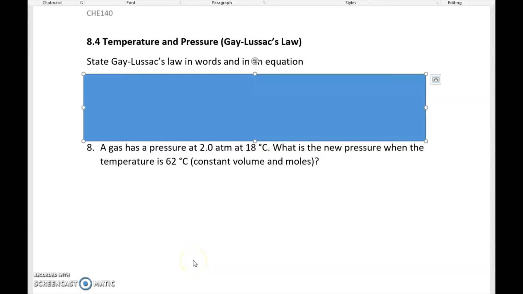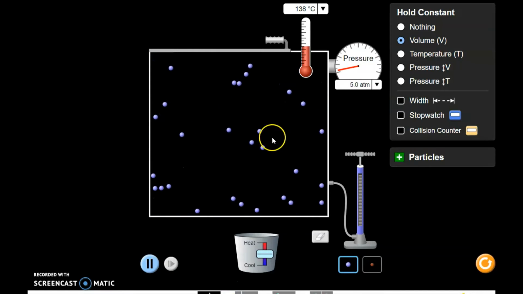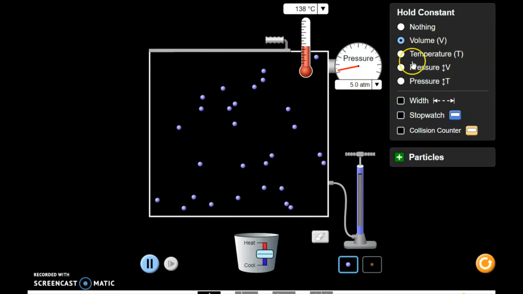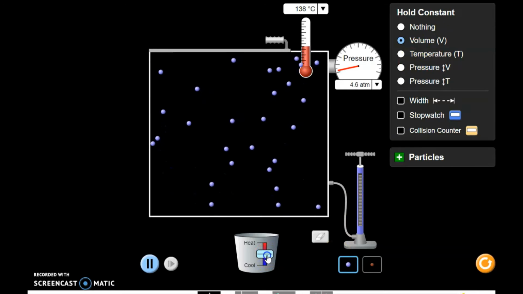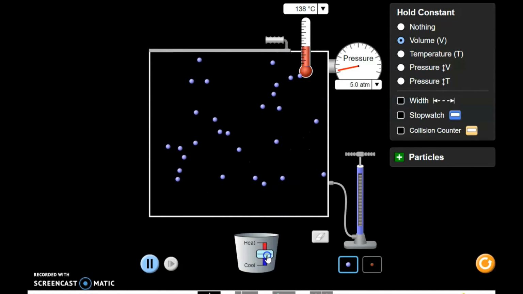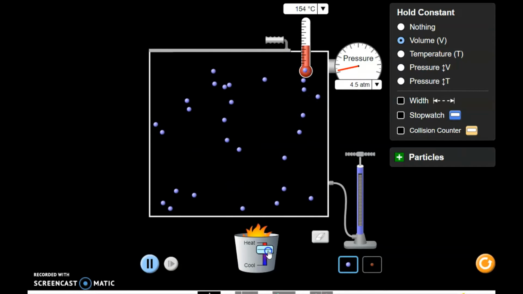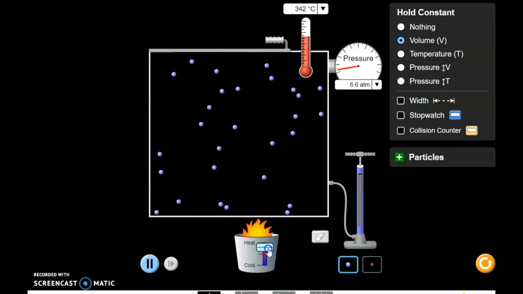With Gay-Lussac's law, we'll be looking at the effect of temperature and pressure. So if we look at our model again, here I'm holding the volume constant, and if we increase the temperature, let's see what it does to the pressure. The pressure right now is right around 5. If we increase the temperature, the pressure steadily climbs.